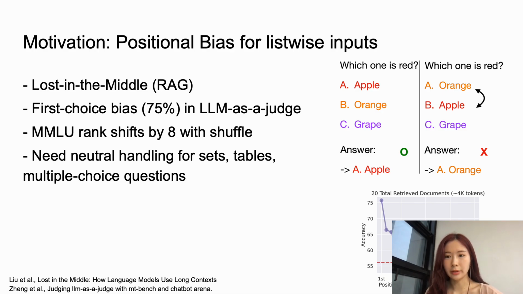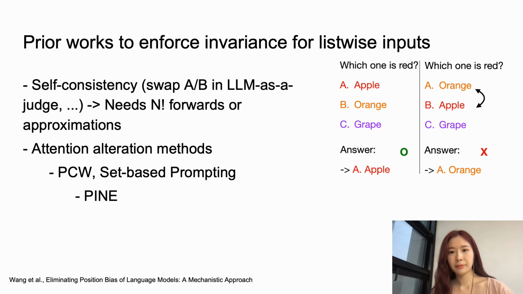by option order. For inputs where the ordering of segments is semantically irrelevant, for what we call list-wise inputs, we require the model to produce identical predictions under any permutation without fine-tuning and with minimal computational overhead. Prior works to mitigate this bias include self-consistency, which runs inference multiple times with different orderings of context. However, they do not scale well, requiring approximations.